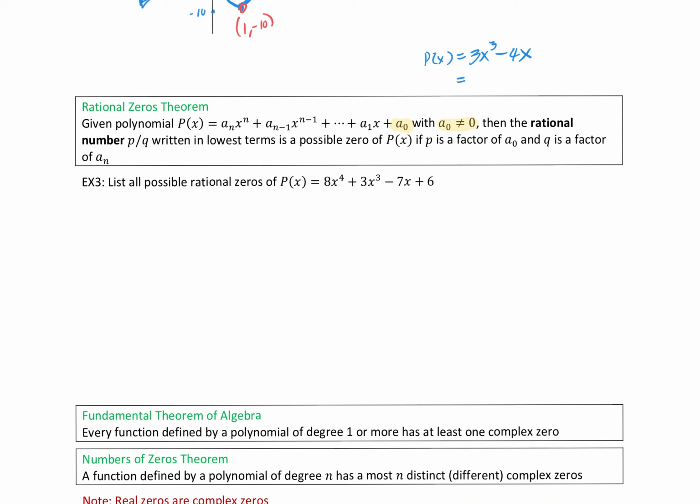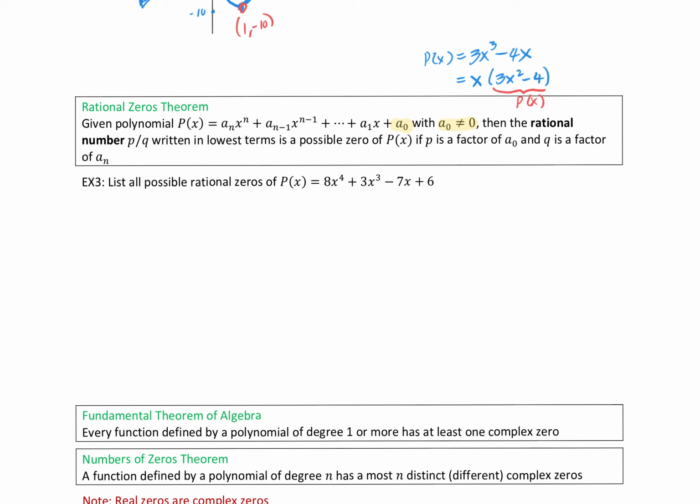If that is the case, then you can always factor out an x to get 3x squared minus 4. So the polynomial that you're going to look at, your p of x, will be what's inside the parentheses, because that x on the outside is already a 0. We've already factored that out. So we're only concerned with breaking down what's left over. And in that case, that polynomial does have a constant term that's not 0. Let's go back to this theorem.